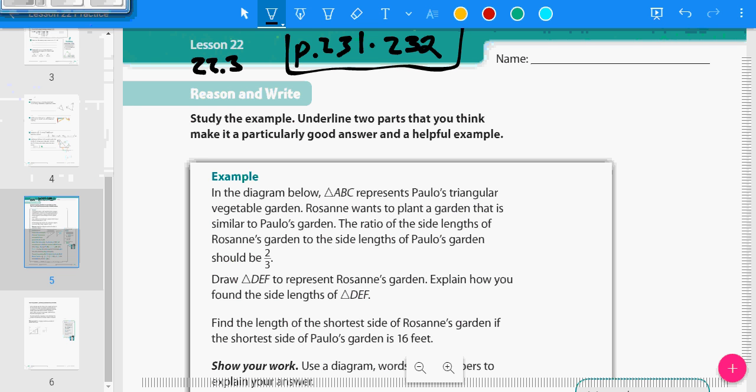Everybody, it's Mr. Pouts. Going to go through a little homework help video here for page 231 and 232. This is from lesson 22, day 3. So this is a read and write.